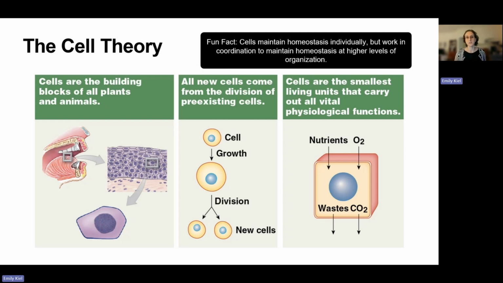Fun fact, cells maintain homeostasis individually. So each individual cell has to be in homeostasis, but then they coordinate to maintain the homeostasis at the level of the organism. So not only are they maintaining themselves, but they're also helping maintain the entire group.